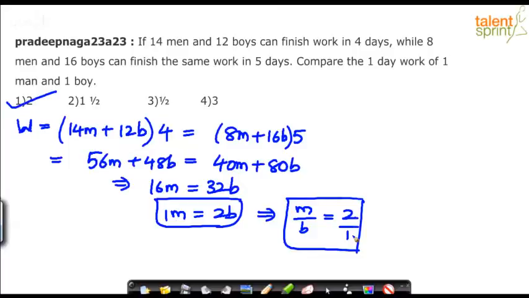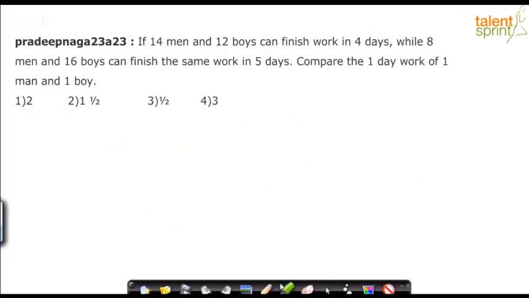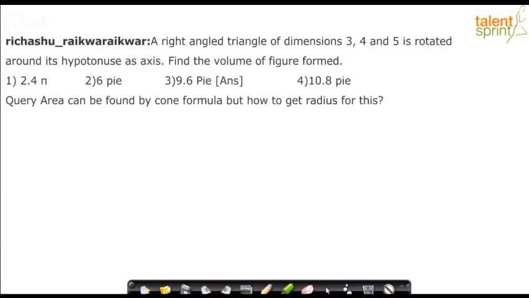Alright. Ashish is again commenting that it is 2m equals b. It is not 2m equals b. It is m equals 2b. Remember, this is the capacity equation. Capacity is nothing but 1 day's work. So 1 day's work of a man is twice the 1 day work of a boy. I hope Pradeep, you have followed this. Taking up the next one.